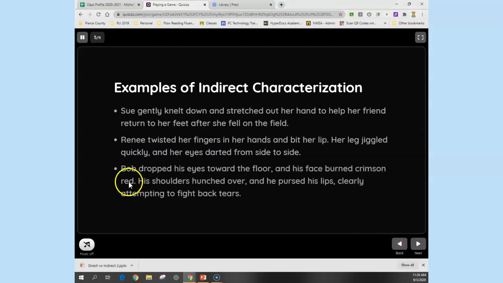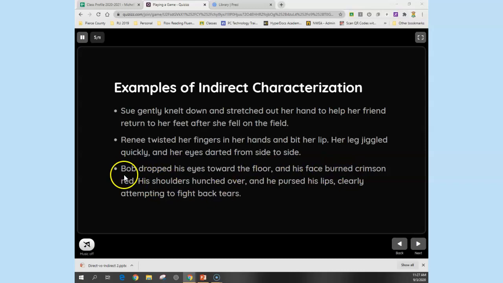And lastly, look at this example. Bob dropped his eyes toward the floor, and his face burned crimson red. His shoulders hunched over, and he pursed his lips, clearly attempting to fight back tears. So he's looking down at the floor. His face is red. He's got his shoulders hunched over. He's fighting back tears. So we can infer that Bob is sad or embarrassed. But it doesn't tell us that directly.